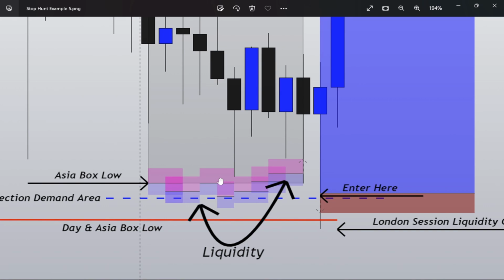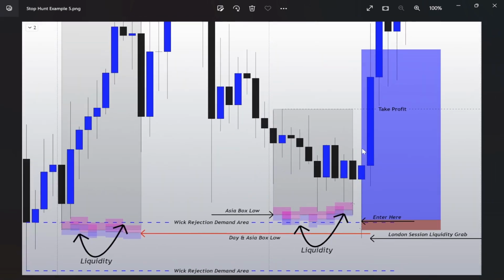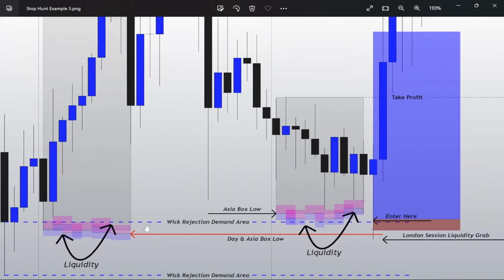these market makers have an algorithm which shows them where the liquidity is in the Forex market. So what did they do? Around 8 a.m., they pushed the price to the downside. If you have a volume indicator, you will see that the volume increases around 8 a.m. The move happened very quickly. Around 8 a.m., the liquidity was grabbed from the Asia low right here, and also the daily low around here. This red arrow shows the day and Asia box low.